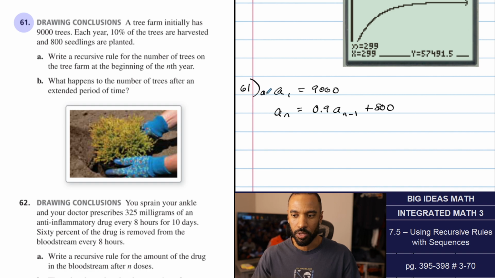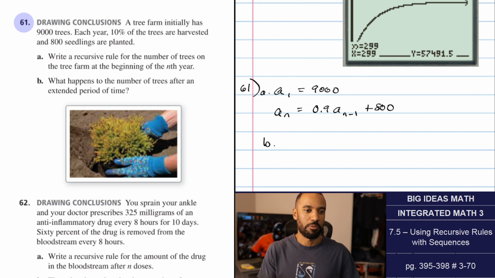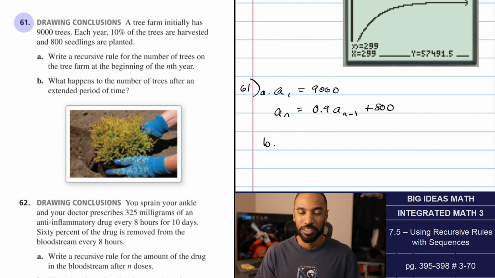So write the recursive rule. That's your part A. Part B, what happens to the number of trees after an extended period of time? Well, lucky for us, we have the sequence and dot modes on our calculator. Unfortunately for them, I'm not going to use that this time. Let me bring my modes back. I might have to use them again. I'm just going to do this thing again.